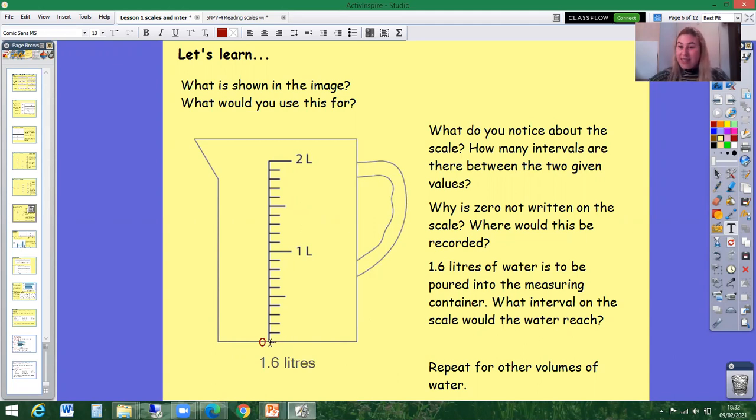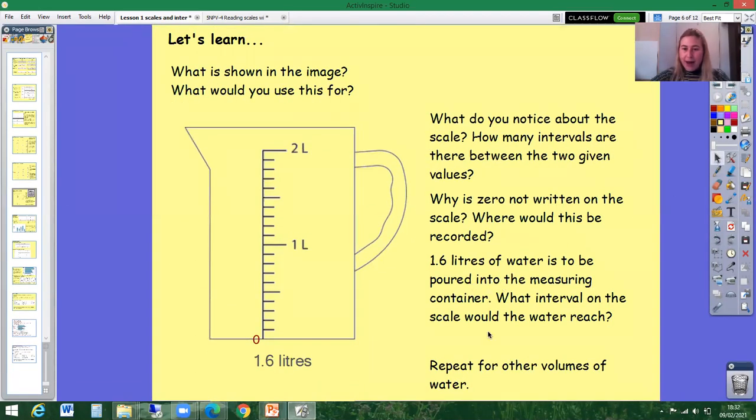Because then I could count in tenths and it would make sense. This would be 1 tenth, 2 tenths, 3 tenths, 4 tenths, 5 tenths, 6 tenths, 7 tenths, 8 tenths, 9 tenths, 1 whole. Now it says 1.6 litres of water is to be poured into the measuring container. At what interval on the scale would it reach?